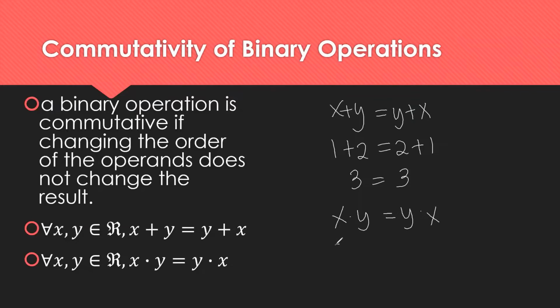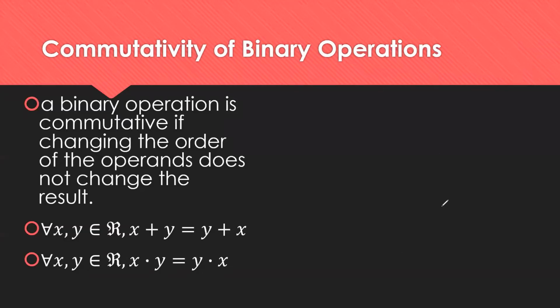Now for multiplication, x times y is equal to y times x. Suppose x is 2 and y is 3. Changing the position of 2 and 3 will not affect the product. So 2 times 3 is 6 and 3 times 2 is 6. So that is the commutative property.